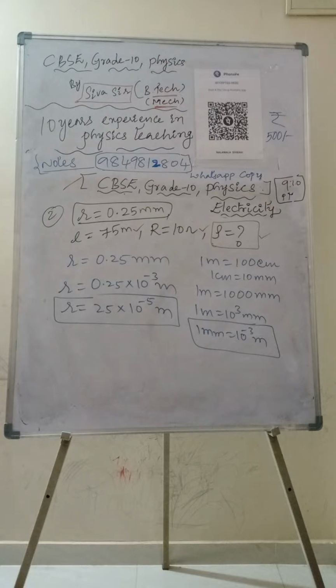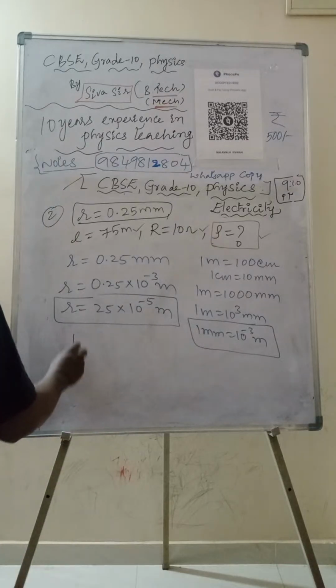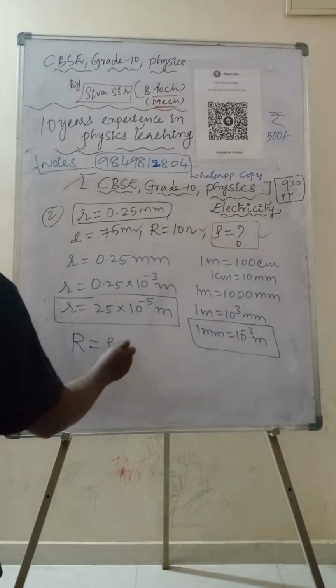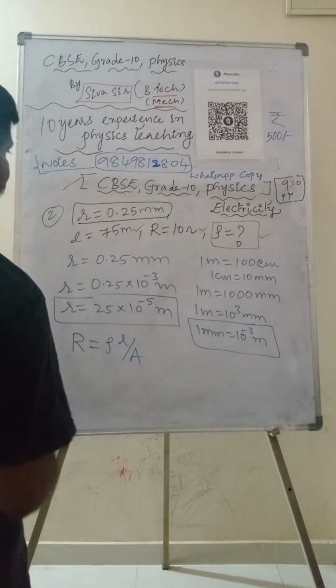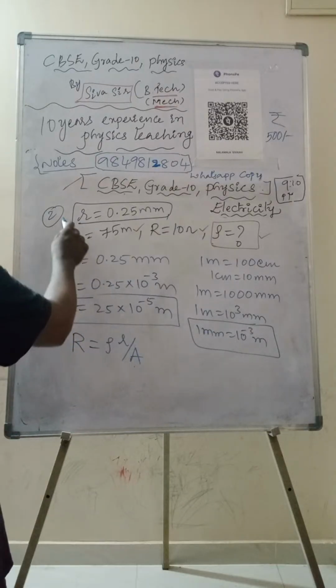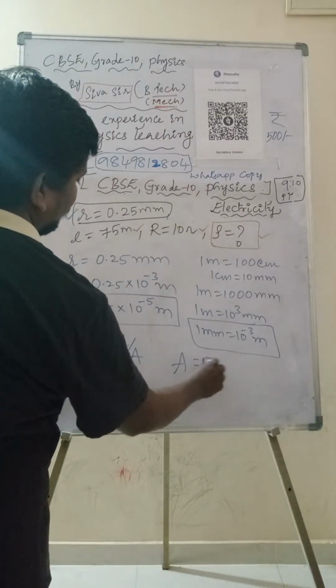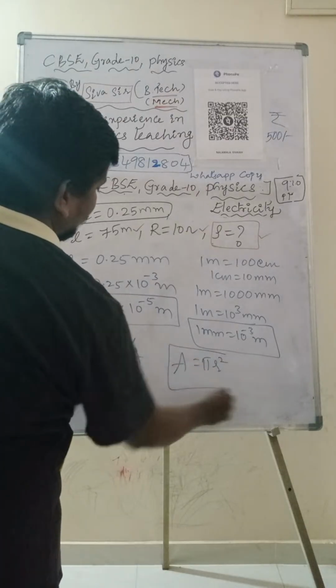So now we have R equal to 25 into 10 power 15. What formula can we use? R equal to rho into L by A. Here, to substitute A, they have given the radius, so A equal to pi R square.